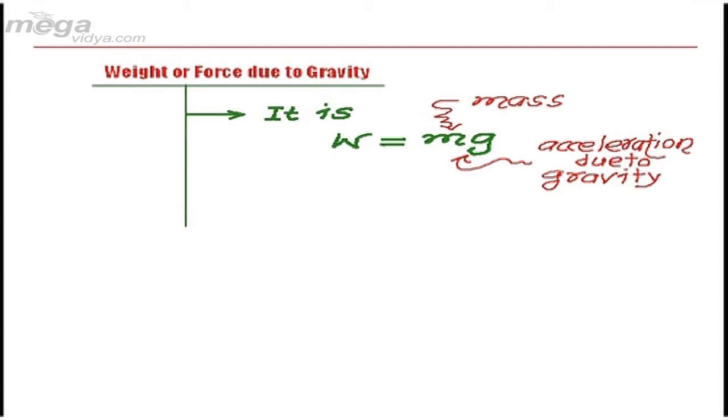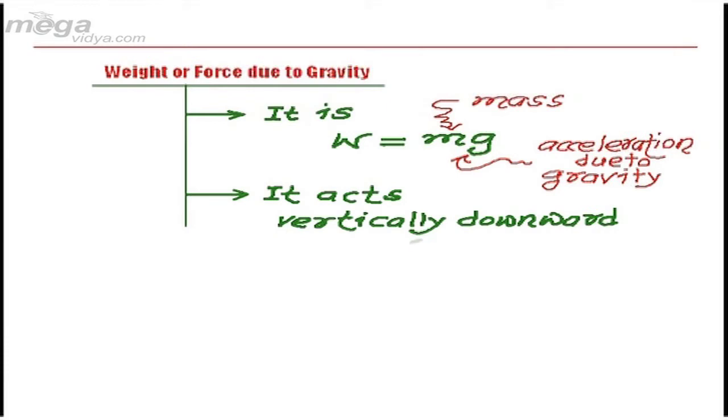Here m is mass and g is acceleration due to gravity. We can also call it gravitational intensity. Now the second piece of information about this force is regarding its direction. It acts vertically downward, or more concisely, towards the center of earth.